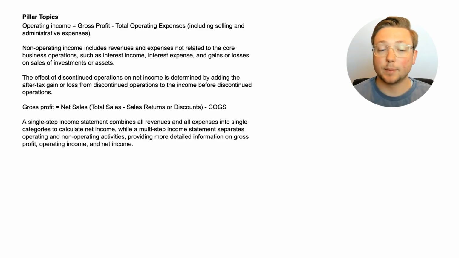So here are the pillar topics. Again, these are the things that I felt were most important or that stuck out the most, that I would need to know for the exam. So operating income, remember, equals gross profit less the total operating expenses, and operating expenses include selling and administrative expenses, and we talked a little bit about those. Non-operating income includes revenues and expenses not related to the core business operations, such as interest income, interest expense, and gains or losses on sales of investments or assets.